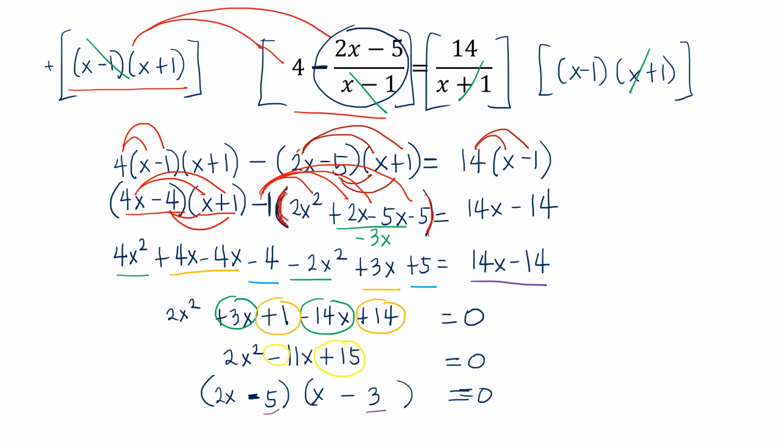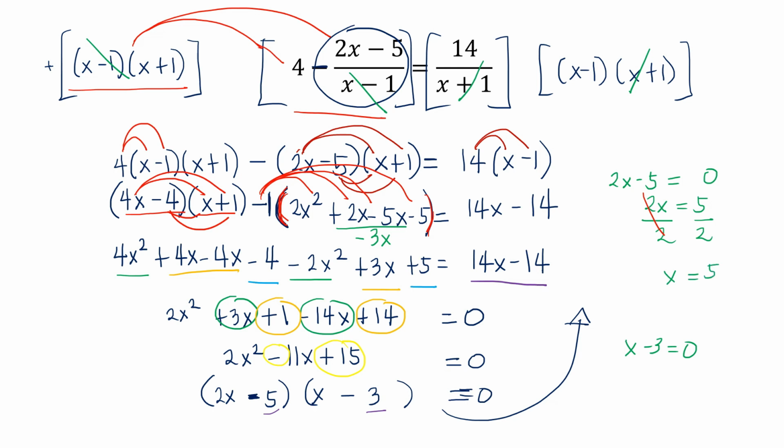Okay? And then by zero property, that is 2x minus 5 equals 0 and x minus 3 equals 0. Again, that is through the zero property of equality. For 2x minus 5 equals 0, by APE, we have 2x equals 5. Then divide both sides by 2. 2 divided by 2 is 1. Hence, x equals 5 halves. Then for x minus 3 equals 0, we have x equals 3.